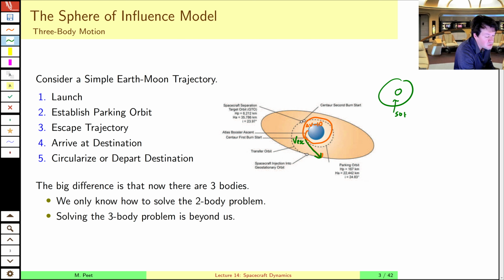And then once you've left the sphere of influence of the Earth, well, then things change a little bit because your coordinate system changes. So here's the sun, right? And it turns out the Earth is rotating about the sun. Who knew?